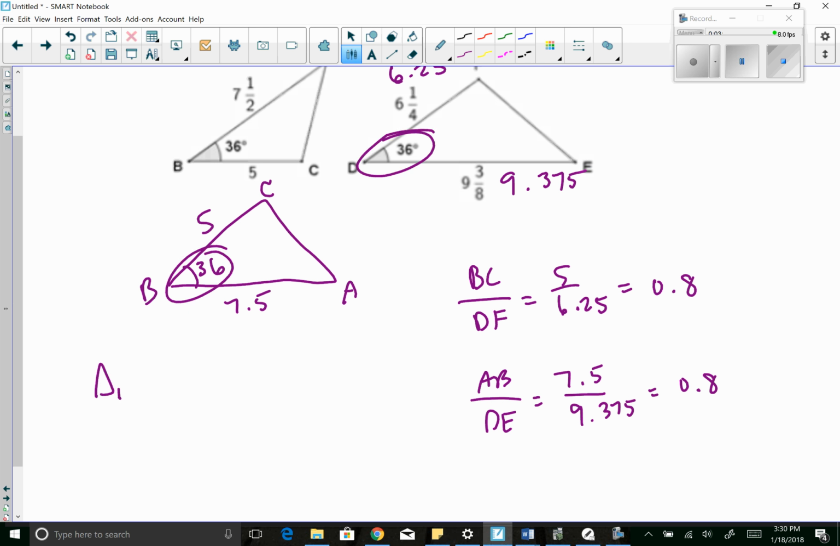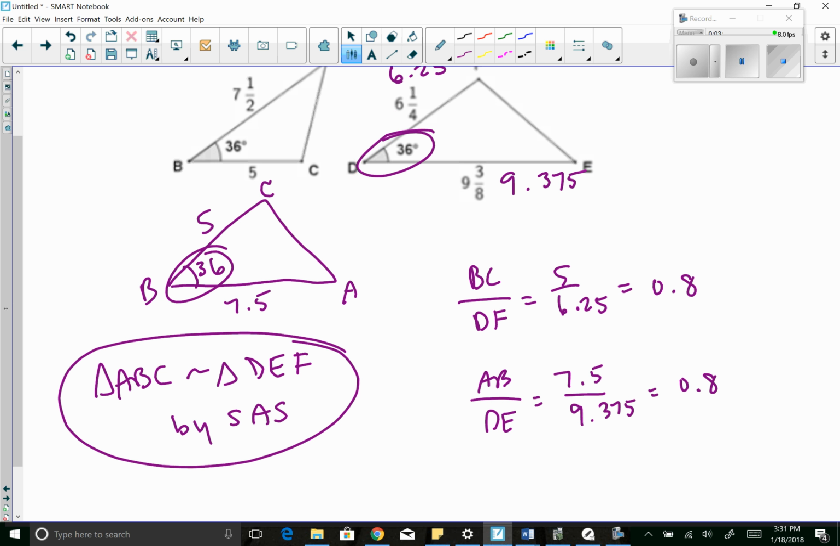So I can say triangle ABC is similar to triangle DEF by side-angle-side, because I have two sets of sides that are similar or proportional, and I have one included angle that's the same.